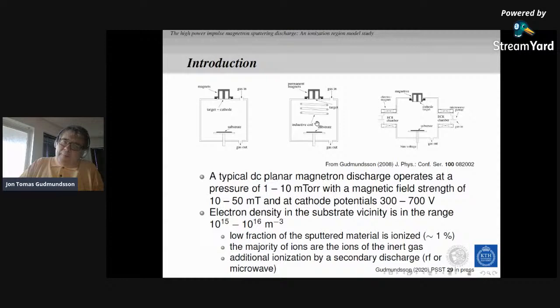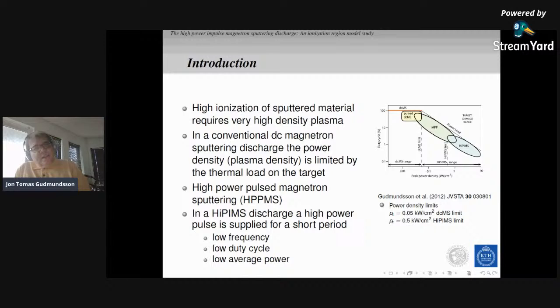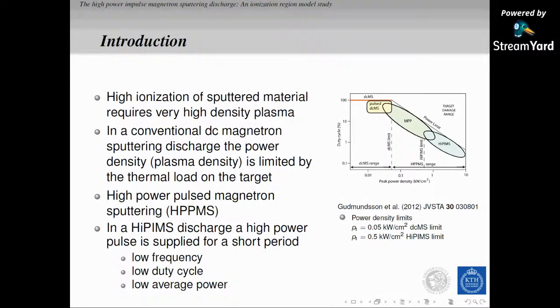But to ionize the sputtered species, you need a very high density plasma. You need high electron density. And you can generally increase the electron density by increasing the power density on the target. But then there is a problem. You cannot increase the power density of a DC magnetron forever because the target will melt. So instead, you can do this by applying pulses, high power pulses, and keep the duty cycle low.